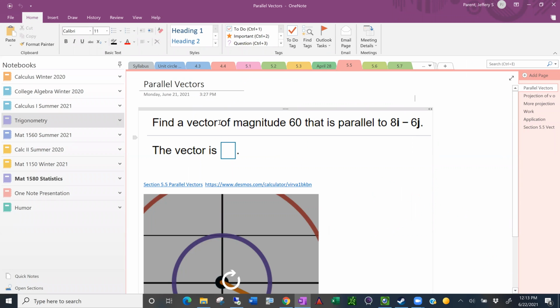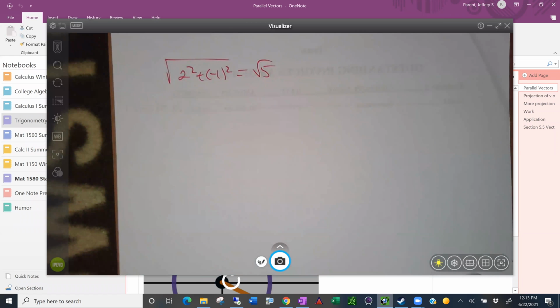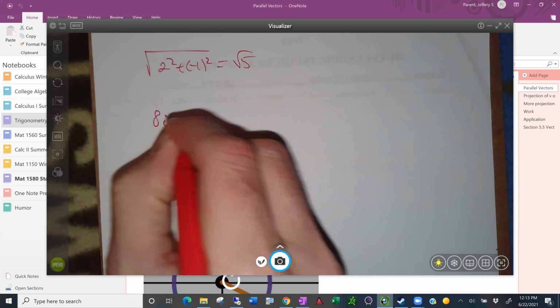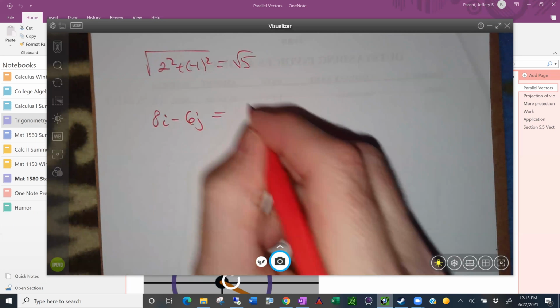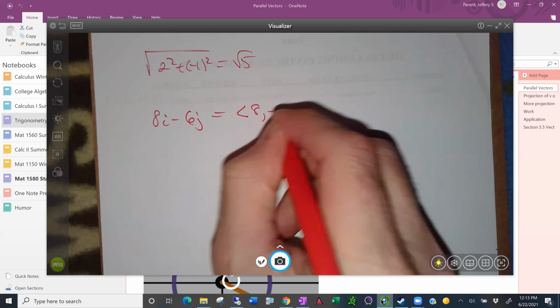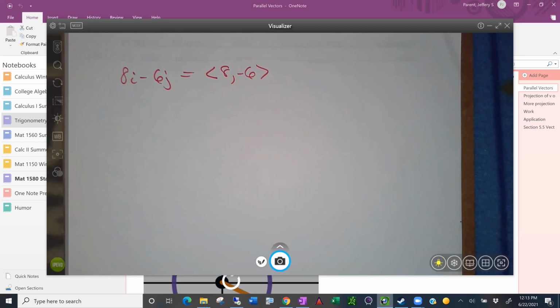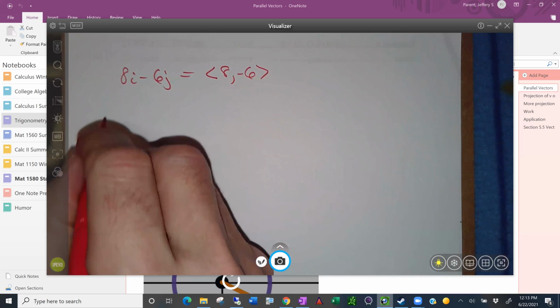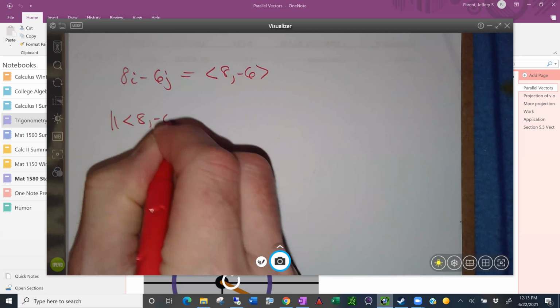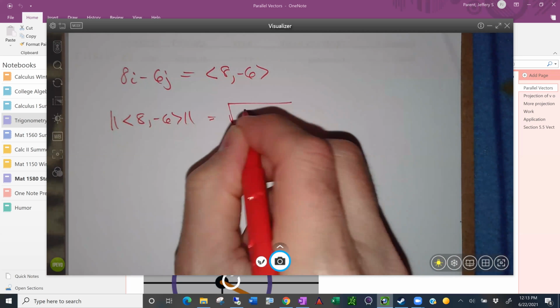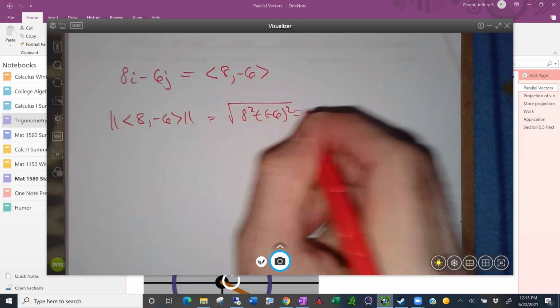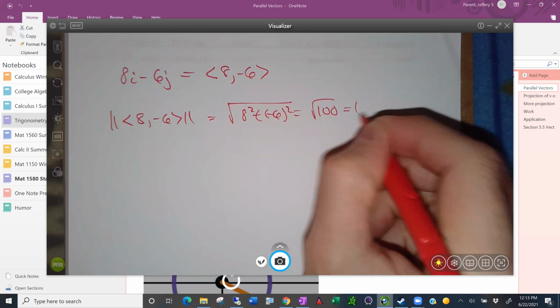Let's look at some of the problems that you might find in the homework. For instance, it says, find a vector of magnitude 60 that is parallel to 8i minus 6j. So the first thing that I would do is I would find the magnitude of 8i minus 6j. Well, let me write that equivalently as (8, -6). I like it that way a little bit more than I like it this way, but they're the same thing. Now, the magnitude of that is simply going to be the square root of 8 squared plus -6 squared, square root of 100, or 10.